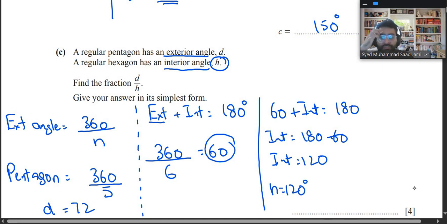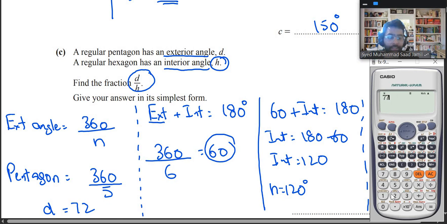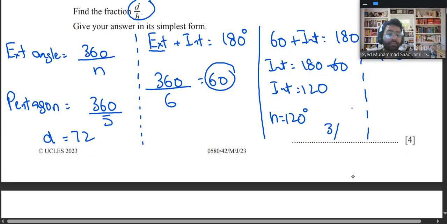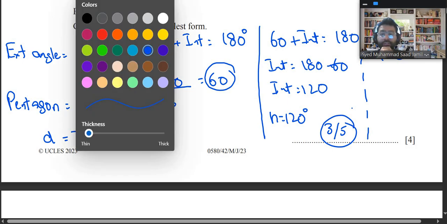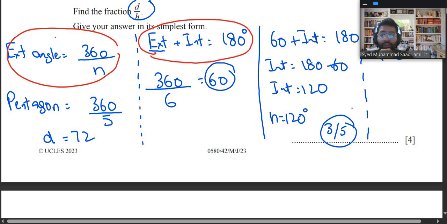Now the question is saying find the fraction D upon H. Look, how much is D? It's 72. And how much is H? It's 120. So we will do 72 divided by 120. It's 3 upon 5. So your answer will be 3 upon 5. Just remember guys, you had to know two formulas. One of them was this one. The other formula was exterior angle plus interior angle. And you guys have to know how many sides a pentagon and how many sides a hexagon has.